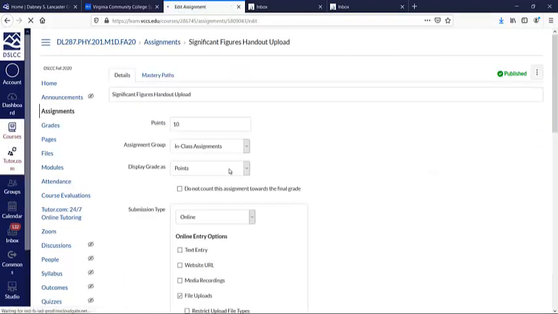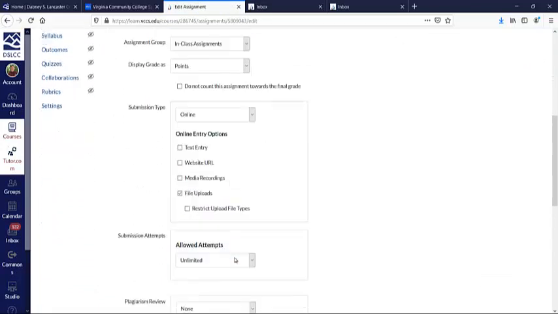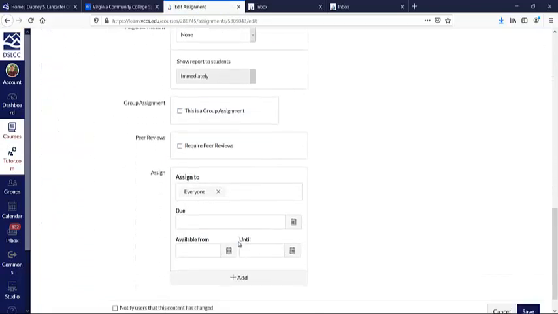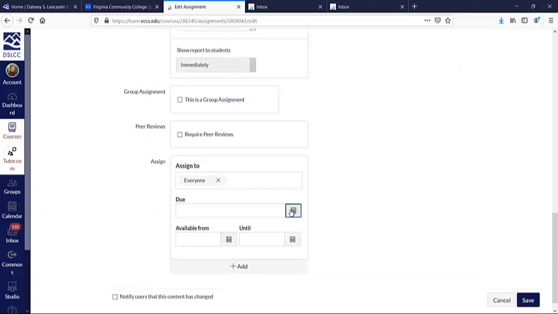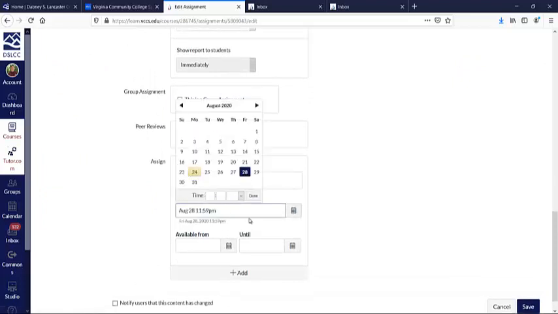I'll show you how this works. So you can see I've set it up as a file upload, and I'll come down here and I'll say it's due Friday. And we can put a time. So we're going to put it at 9, just before class, 9:30 a.m. Okay, save.